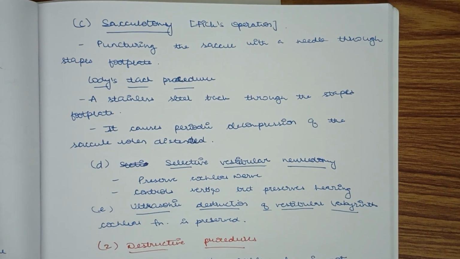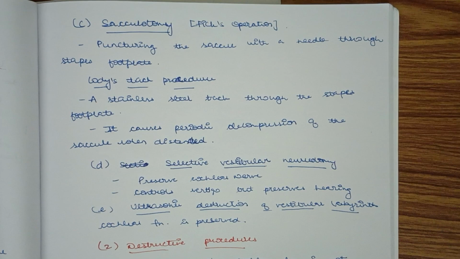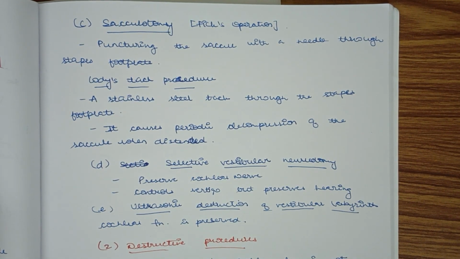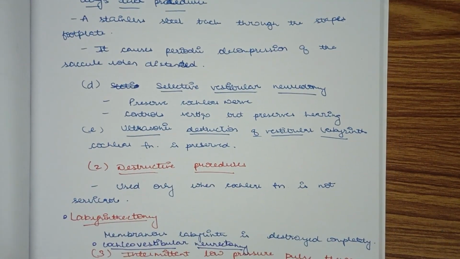Cody's tack procedure. A stainless steel tack is passed through the stapes footplate, so it causes periodic decompression of the saccule when distended. In sacculotomy, we have to do it again and again. So Cody's tack procedure will itself cause periodic decompression when it gets distended, so it is not required to be punctured again and again.